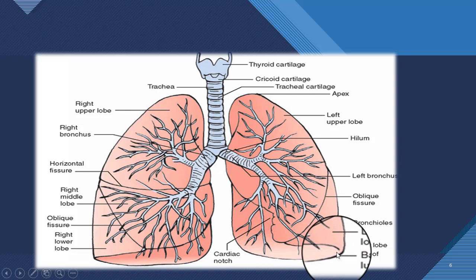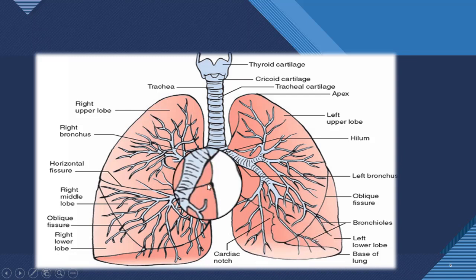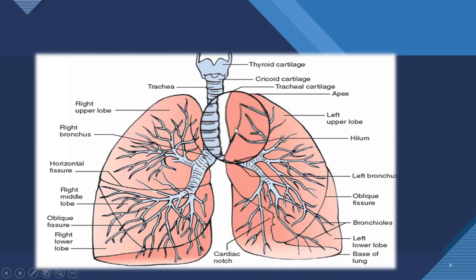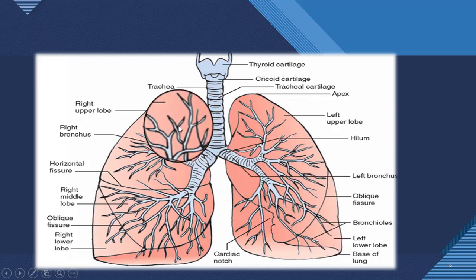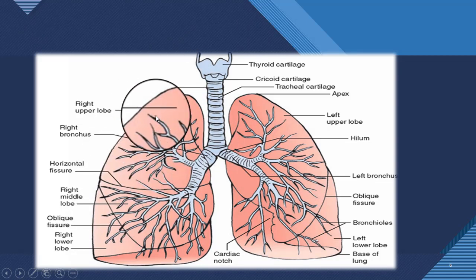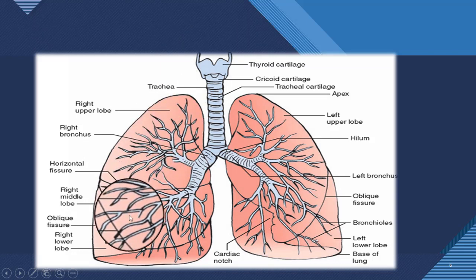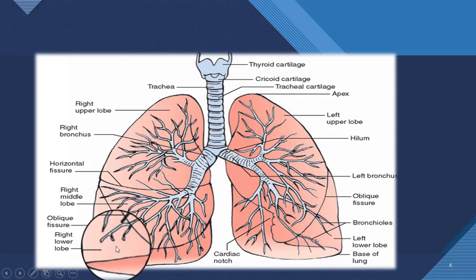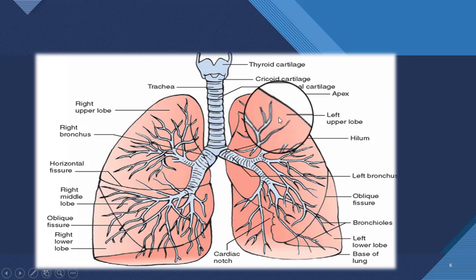Now the lobes. Lungs basically have 2 or 3 lobes. The right lung has 3 lobes and the left lung has 2 lobes. Look at the screen. On the right lung, we have 3 lobes. This one is the right upper lobe, this one is the right middle lobe, and this one is the right lower lobe. Now let's talk about the left lung. The left lung mainly has 2 lobes, that is the left upper lobe and the left lower lobe.